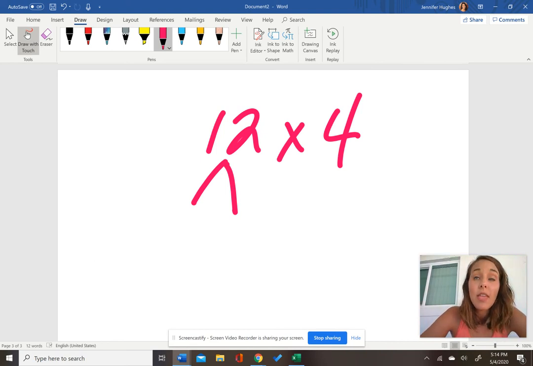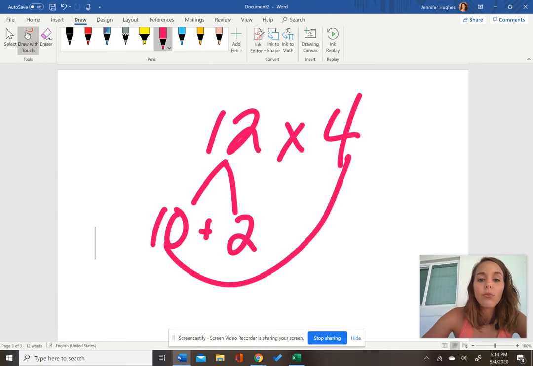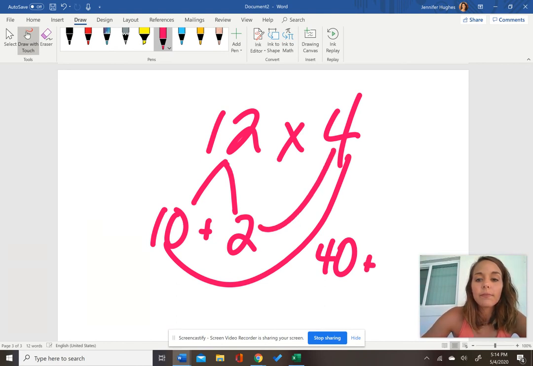Because if I have 12 fours, it's the same as 10 fours and 2 fours. So that's the one I'm going to do. I'm going to do 10 fours and 2 fours because 10 plus 2 equals 12. So if I have 10 fours, that equals 40. And if I have another 2 fours after that, that equals 8. So 40 plus 8, my answer is 48.